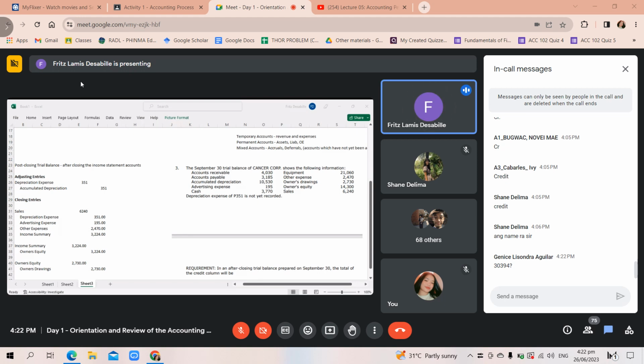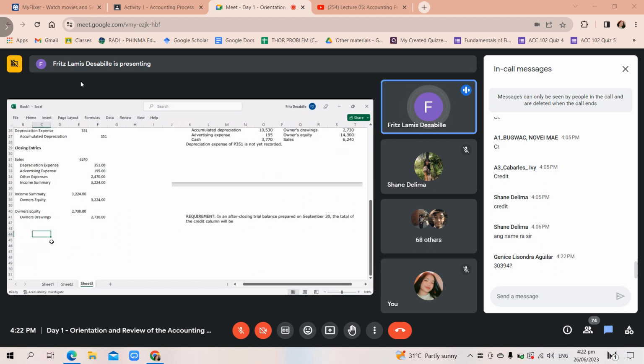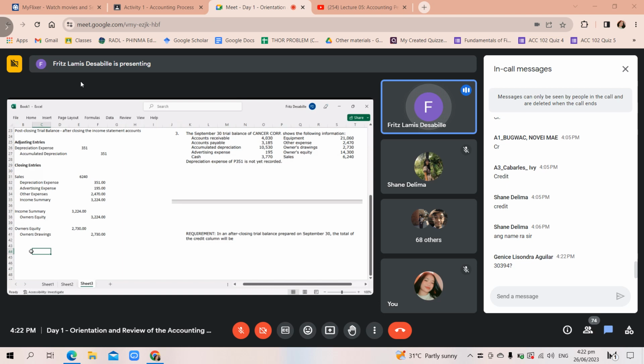Okay, so all right. Since we're going to be making a post-closing trial balance, let us get first, okay. What is the balance of the owner's equity after adjustments?